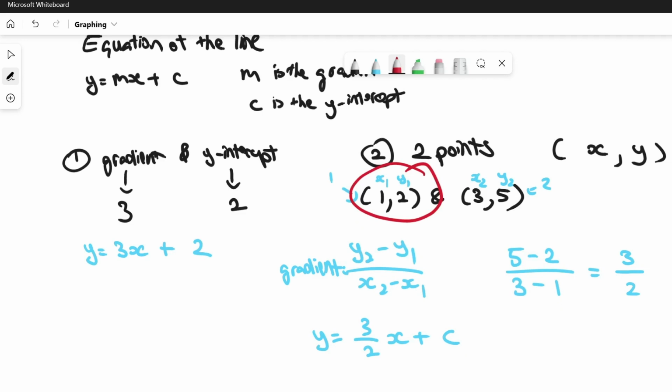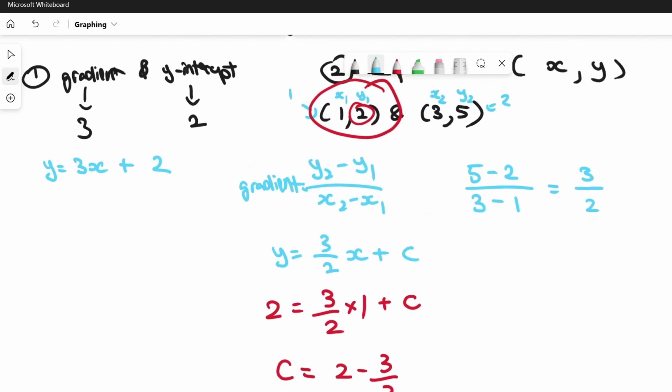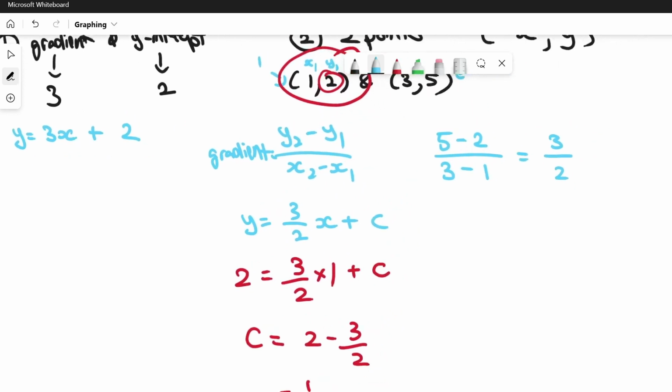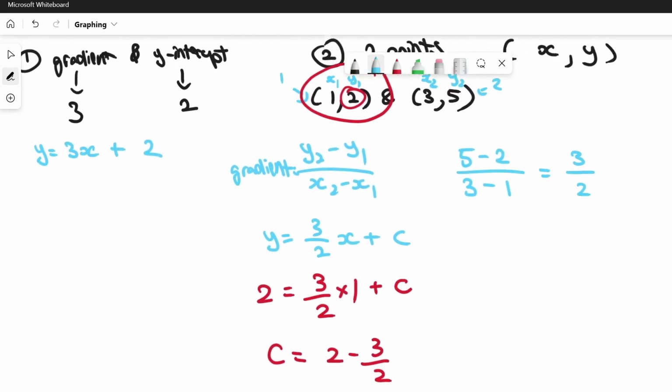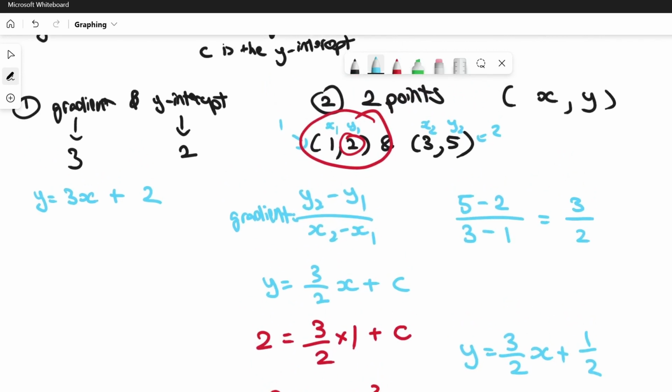So here we've got y, but instead of y, we're putting 2, equals 3 over 2 times x, and x is 1, times 1, plus c. So rearranging the equation, we get c equals 2 minus 3 on 2, which is just half. So c is half. And now that we know what c is, we plug in both the gradient and c back into the general equation. So it becomes y equals 3 on 2 x plus half. And yep, so that's how you solve for the equation of the line when they give you 2 points in the question.